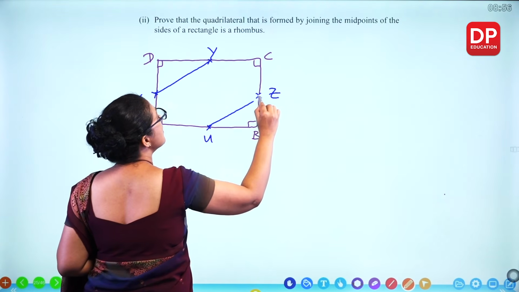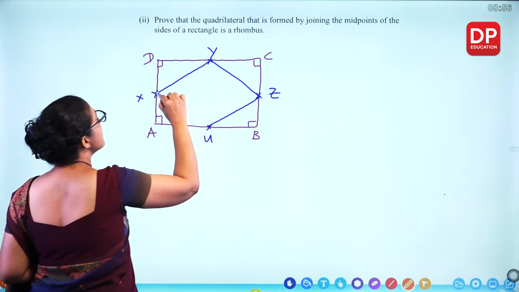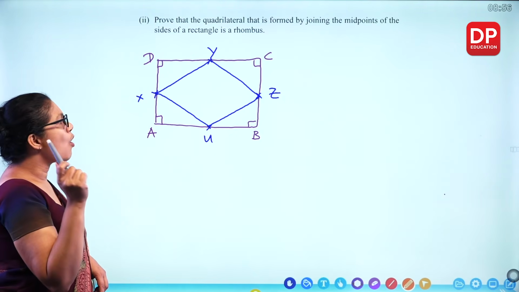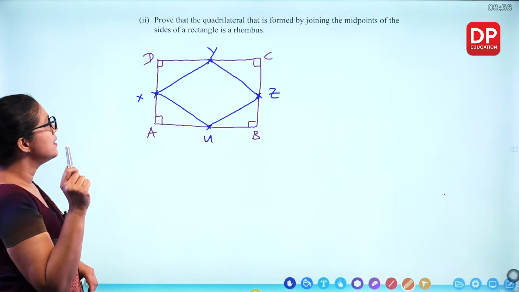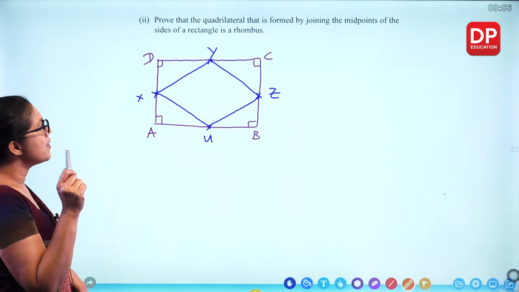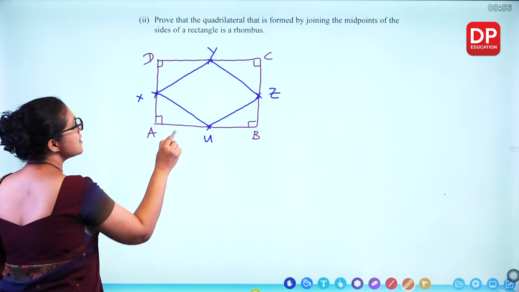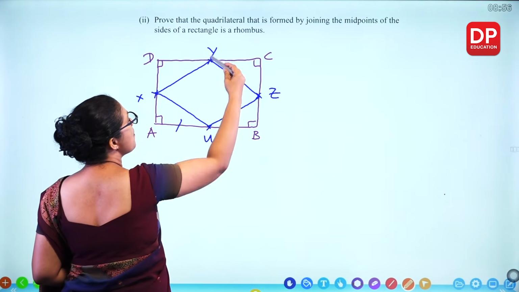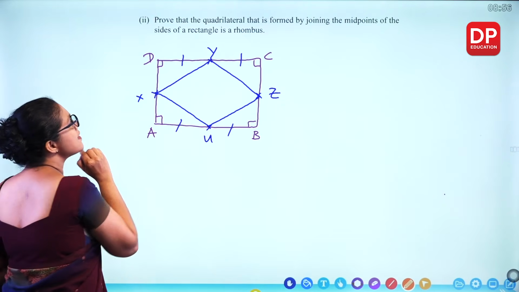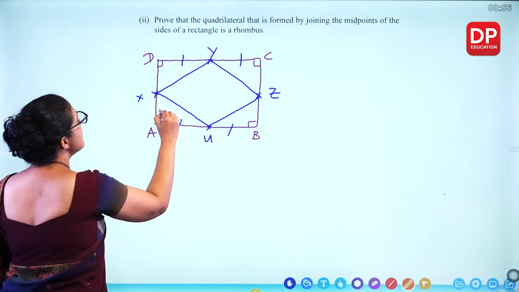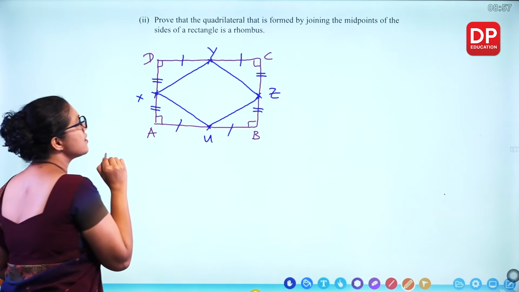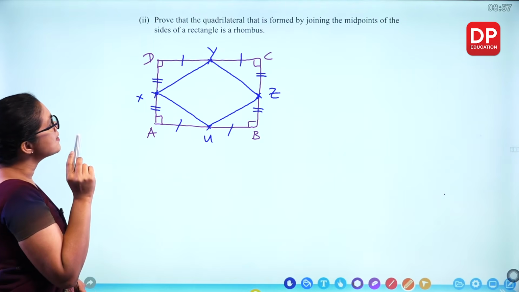What's the property of a rhombus? Rhombus means it's a parallelogram with all sides equal. So we need to show that XYZU is a rhombus. We know this length is equal to this one. Opposite sides are equal in a rectangle. So these sides are equal. This side is equal to this one. So this is equal to this one. Now we'll try to prove the sides are equal.